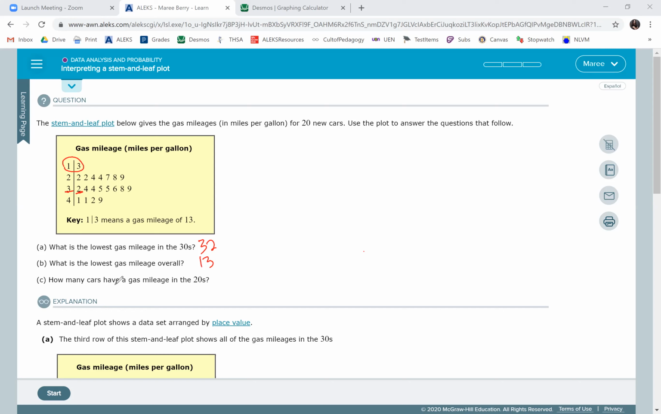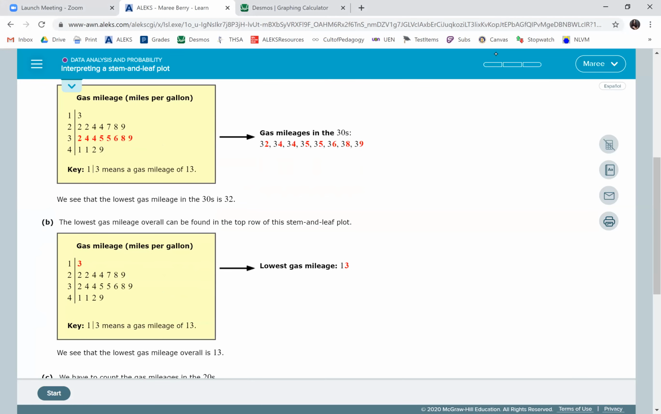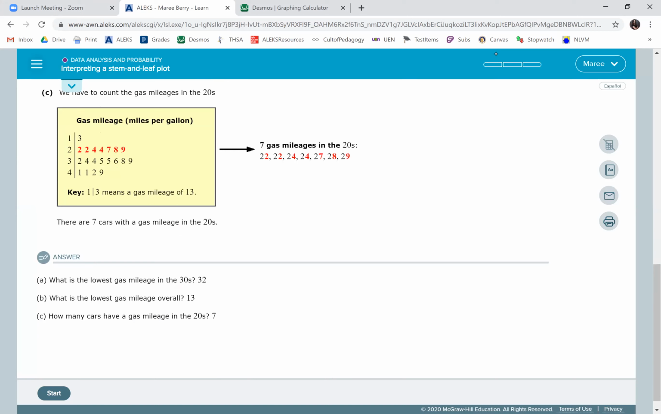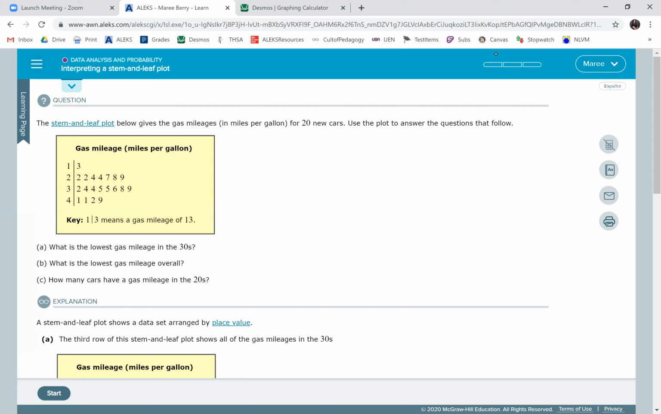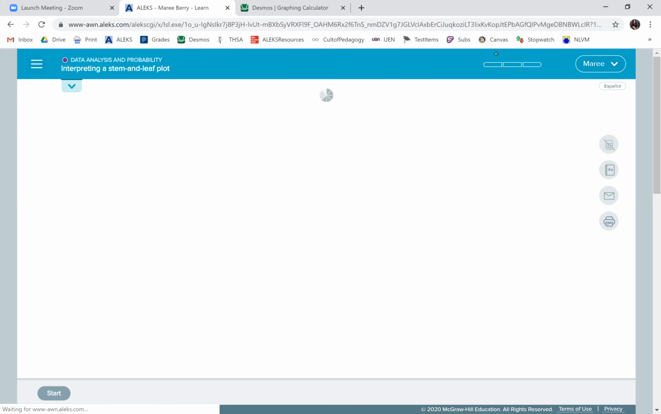And then how many cars have a gas mileage in the 20s? So we're just going to count the leaves. 1, 2, 3, 4, 5, 6, 7. 7 cars. So this is miles per gallon. I like to have my labels. Okay, so we can just answer those questions if we know that the first number is the first number in our data values. They explain it here on their explanation sheet. But let's go ahead and start, and we'll look at what we have here.